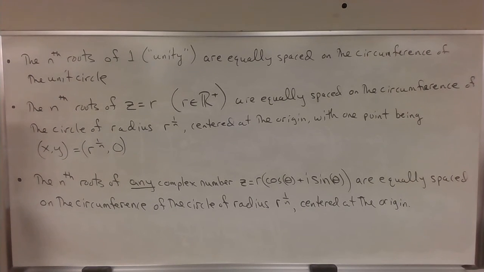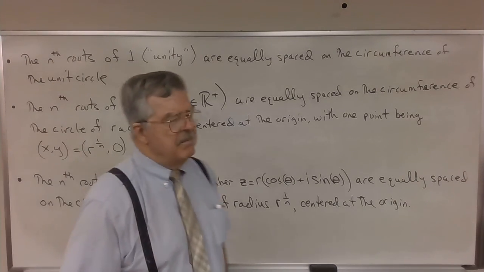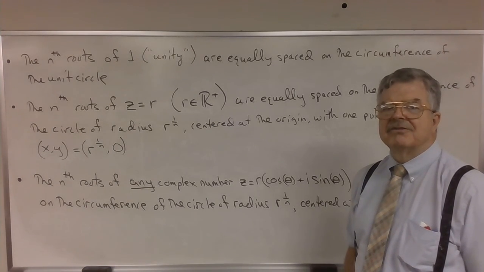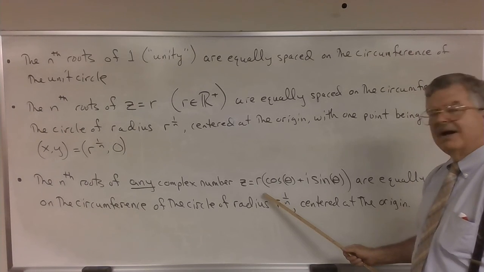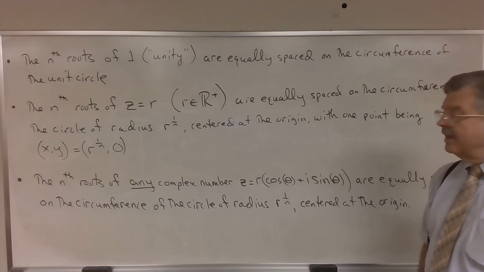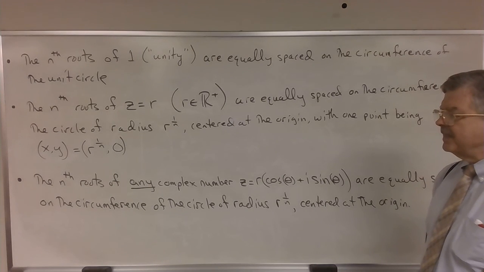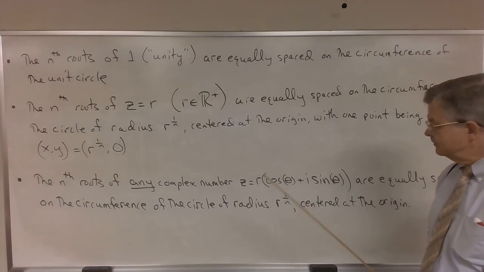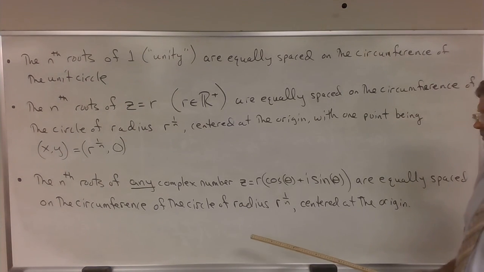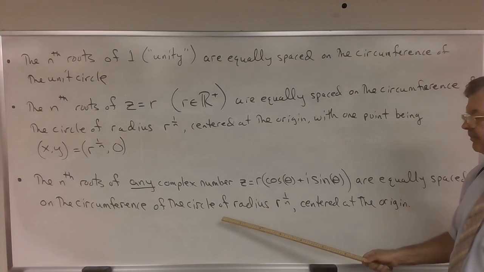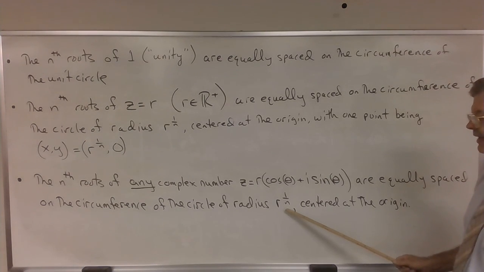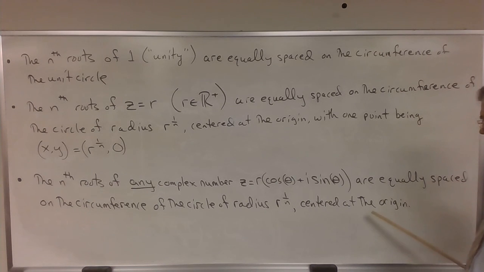The catch is it may be that none of those values are on the positive x-axis. In other words, none of these values may correspond to theta equals 0. That's only going to happen if z is a positive real number. But if z is any complex number, all of the nth roots will be equally spaced on this circle of radius nth root of r, centered at the origin.